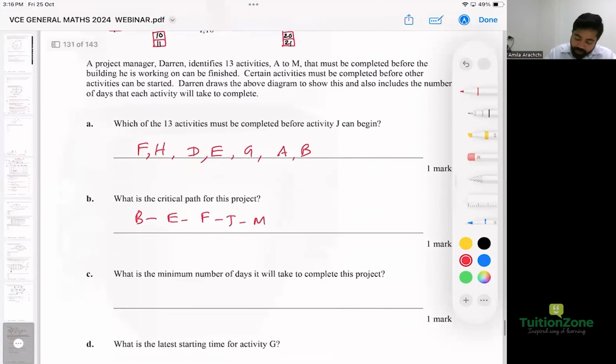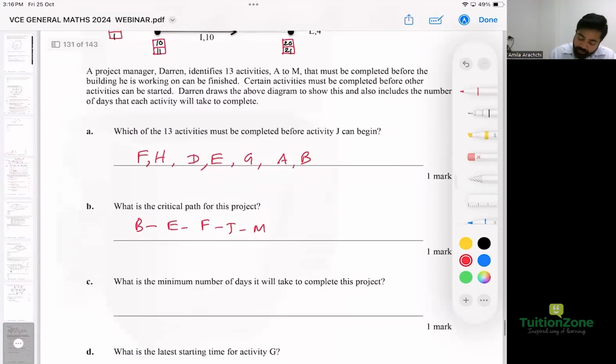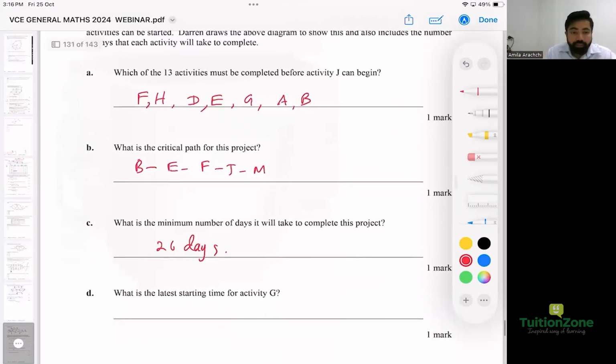And then, what is the minimum number of days it will take to complete the project? We know the answer, 26. So 26 days. And now part D. What is the latest starting time for activity G? So asking the LST for G. I'm waiting for the answers. So put some answers down, anyone? Then we can double check. So LST for the G.